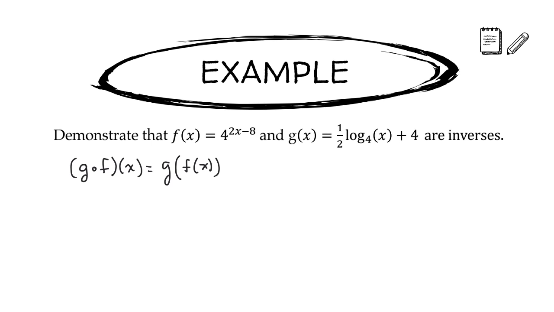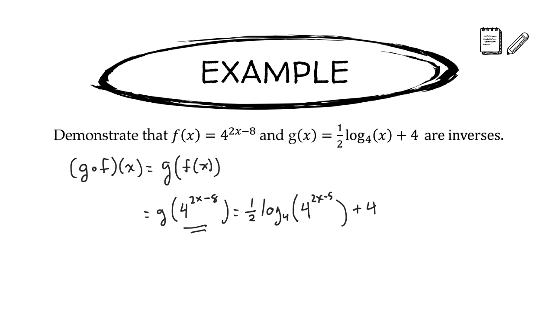So that's going to look like this. I'll have g of 4 to the 2x minus 8. And g is this function that's going to take half of the log base 4 of the input and then add 4. My input is f. So I need to simplify this thing and show that it's equal to just x in order to prove that these are in fact inverses.